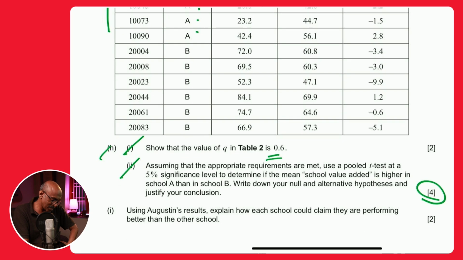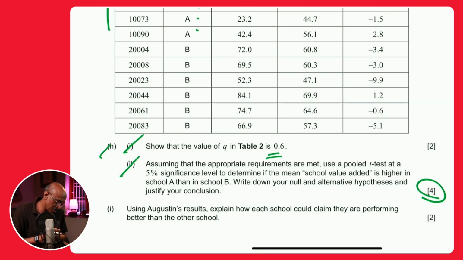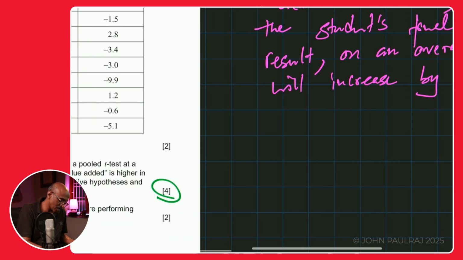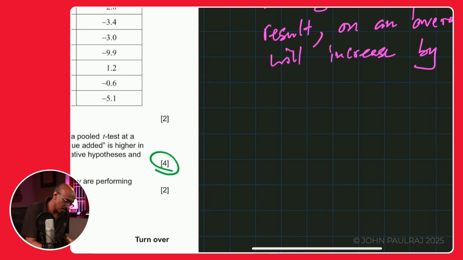It says that the mean school value added in school A is greater than school B. So I think we're going to use the same notation, mu A, mu B, to write the hypothesis. This is question 1, H.